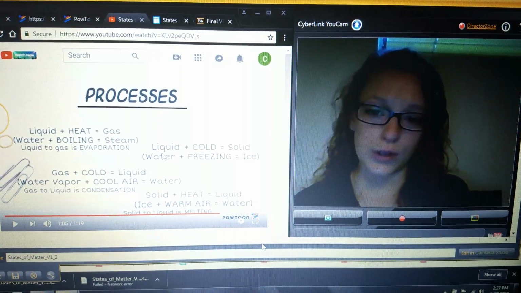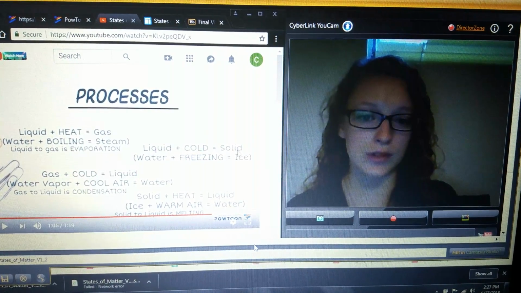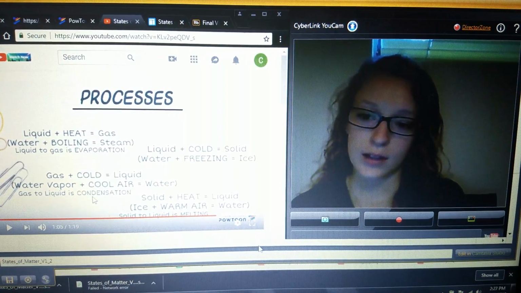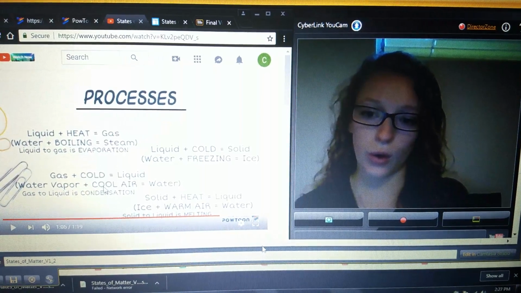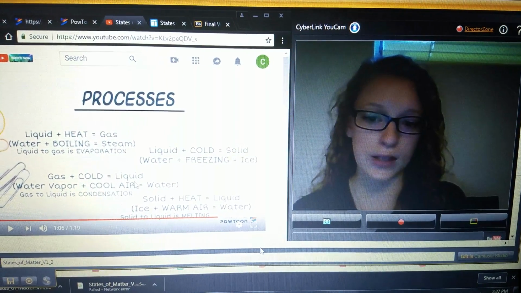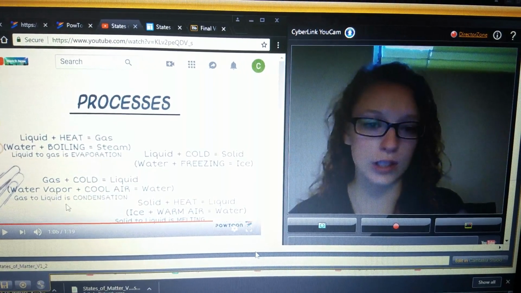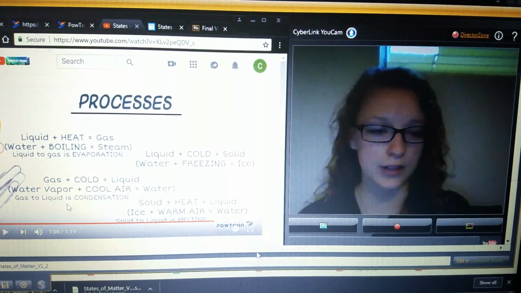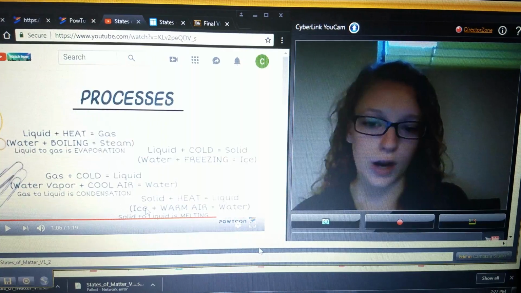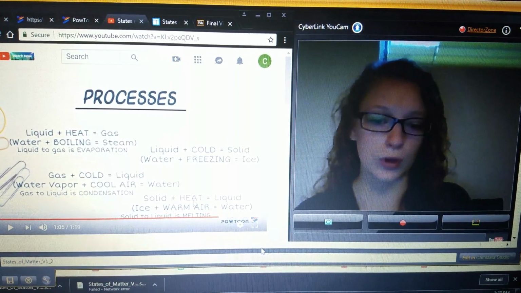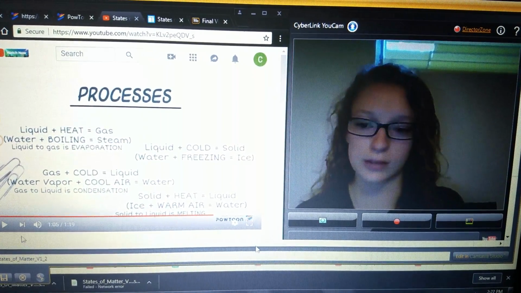So over here, the liquid form of water, when it's cold or if you freeze it, becomes a solid, which is ice. The water vapor gas, when it gets cold or is exposed to cool air, it turns back into a liquid, which is water. When it turns back into a liquid and gets on the outside of your glass, it's called condensation, and that's why it's wet sometimes. The solid form of water is ice. Whenever you heat it up or just let it sit out in the warm air, it turns back into a liquid, and that's called melting.